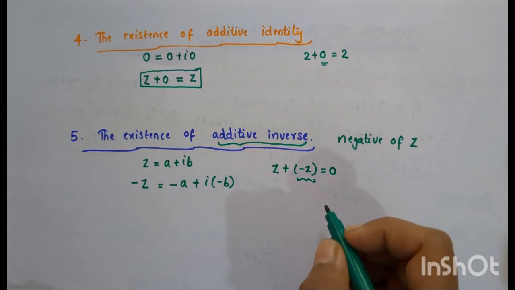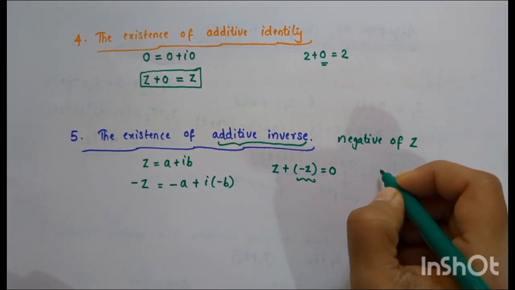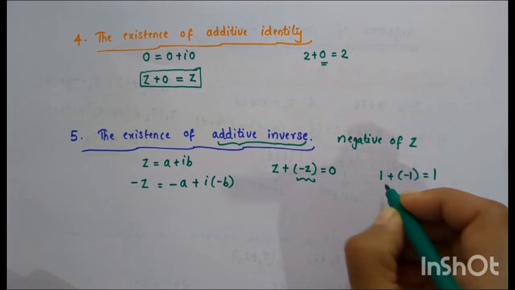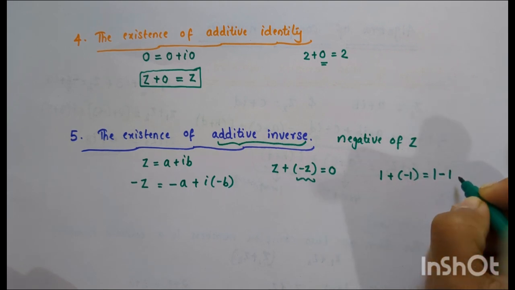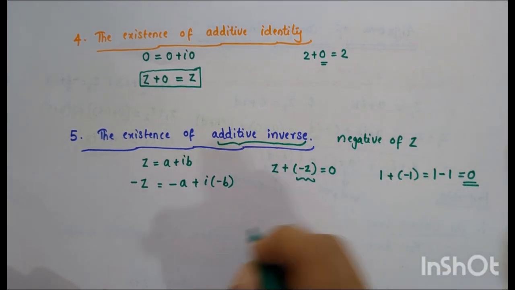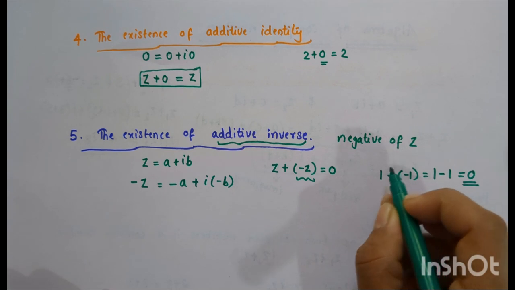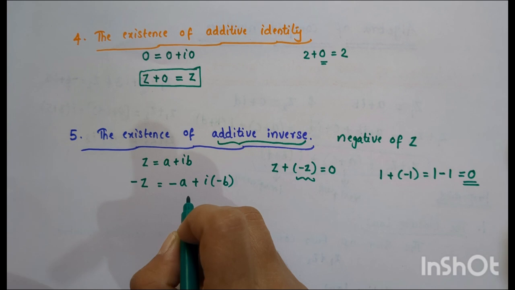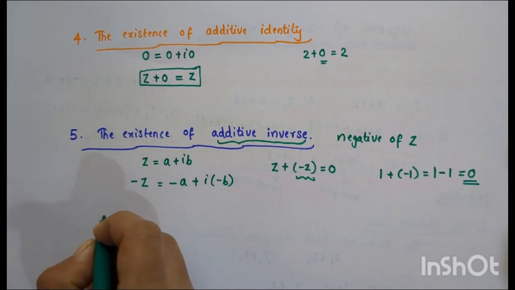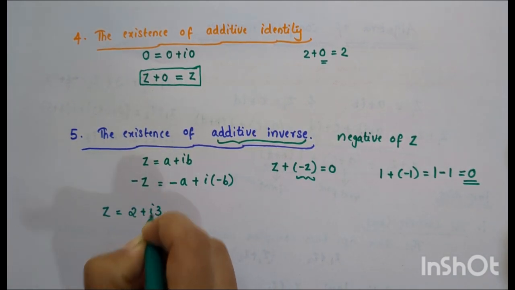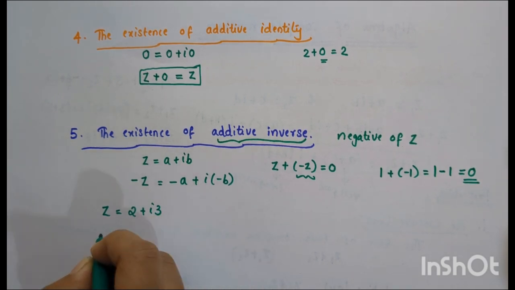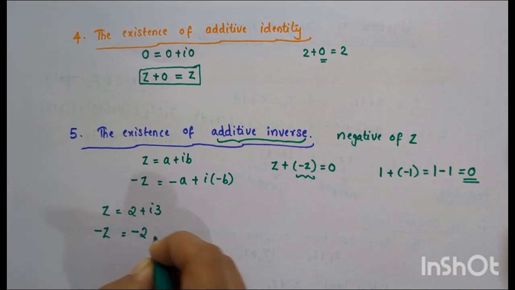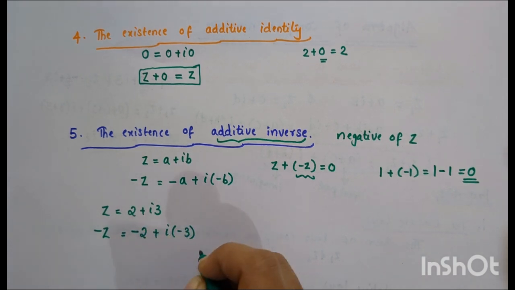Okay, that is, you see, for real numbers, we know that if you consider a real number 1, then when you add minus 1 with it, you will get 1 minus 1, which is equal to 0. So minus 1 is the additive inverse of 1. Similarly, minus z is the additive inverse of z. Or for example, you can consider a complex number z as 2 plus i3. There exists another complex number minus z, which is called the additive inverse of this z, which will be equal to minus 2 plus i into minus 3.